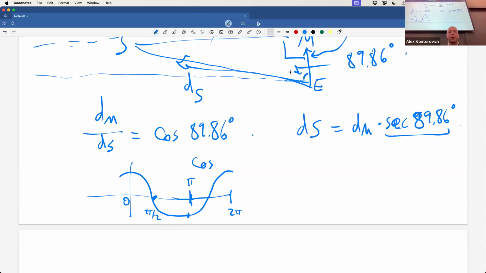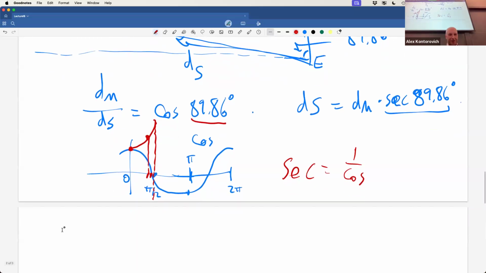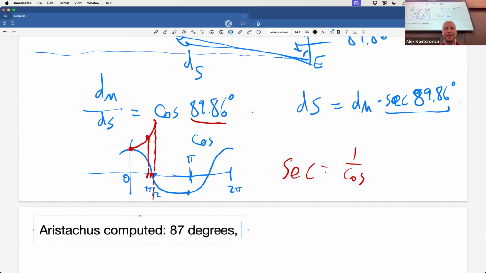And so secant is 1 over cosine. So at 1, it's 1. And then it has this vertical asymptote at pi over 2. And so secant's blowing up. And so you see the difference between 89.86 degrees and 87 degrees is massive. So Aristarchus had computed 87 degrees. I'll put it here. Aristarchus computed 87 degrees and got secant equal to 20.